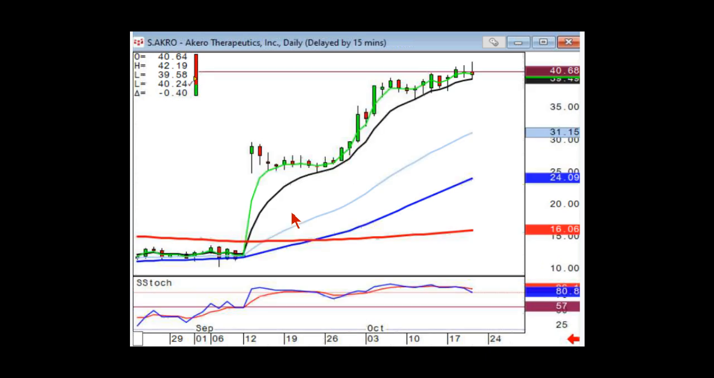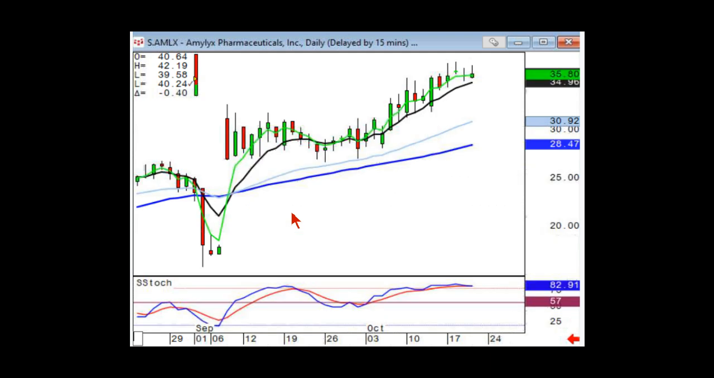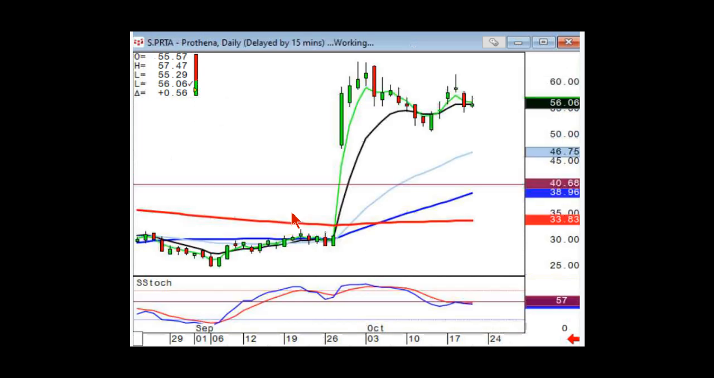AKRO, stay long, use the T-line as your stop. AMLX, same thing, use the T-line as your stop as long as you're staying above the T-line. And PRTA, I wouldn't be long or short this one right now. It's sideways, not knowing which way to go.